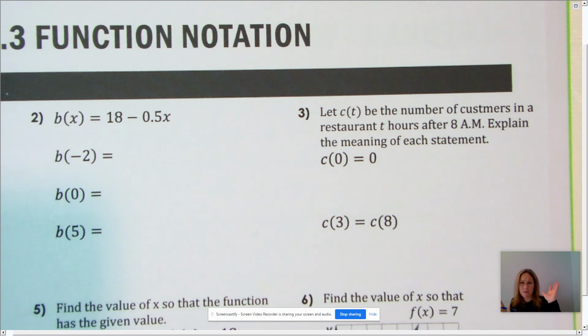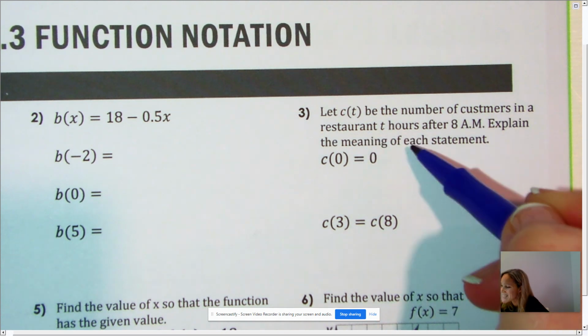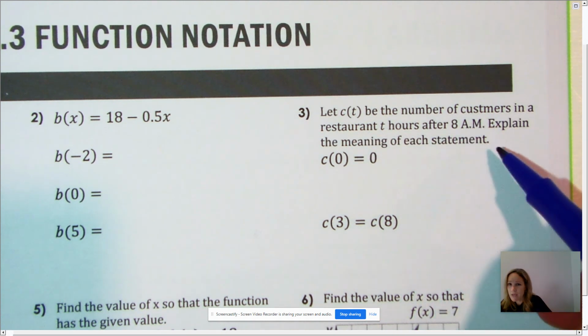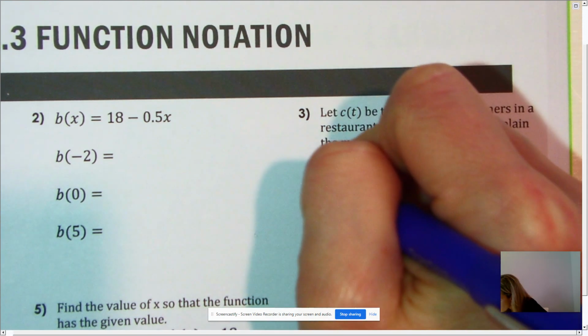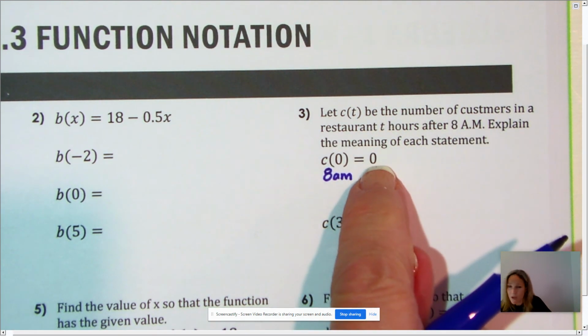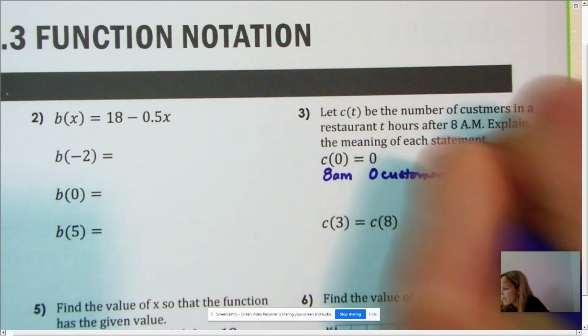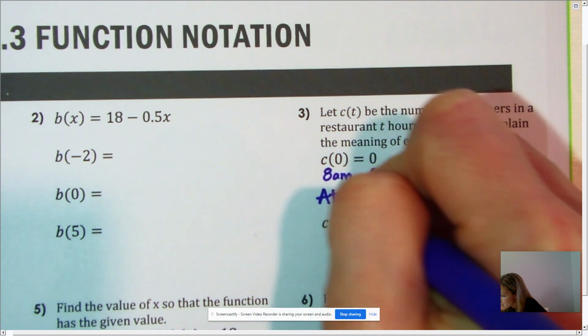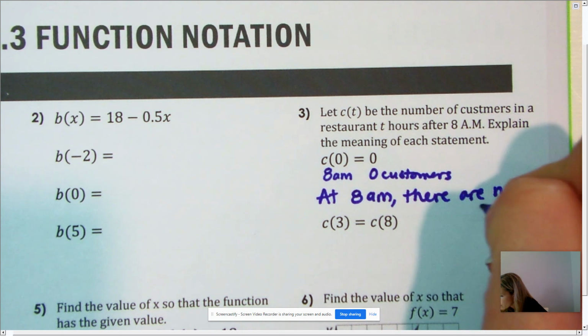Okay. Question 3 we're going to do together, and this one is a little bit confusing. Whenever we have those word problems in function notation, it's a little bit bizarre. We need to think about it though, okay? So this says, let T be the number of customers in the restaurant T hours after 8 a.m., okay? So if it's 0 hours after 8 a.m., what time is it? 8 a.m., okay? So I'm just going to put a little 8 a.m. there just to help me remember. And then remember, the function represents the number of customers. So how many customers are there? 0 customers. So I could say at 8 a.m., there are no customers.